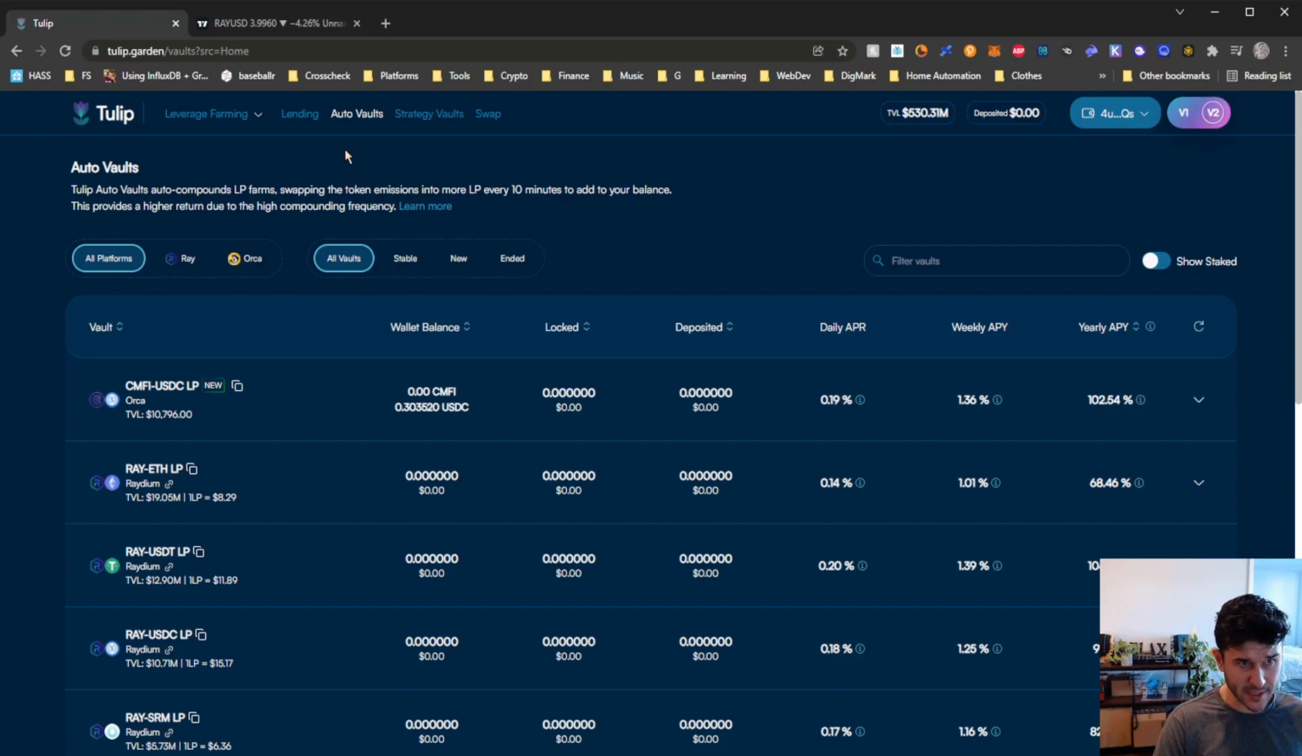So as I said, Tulip Garden recently just updated their protocol. They have done a number of updates since it came out. The team seems to be very active. I really like it. I really like the UX, and like I said, there's a few different things we can do here. So before we dig into the leverage yield farming, let's talk about these other more simple features here.